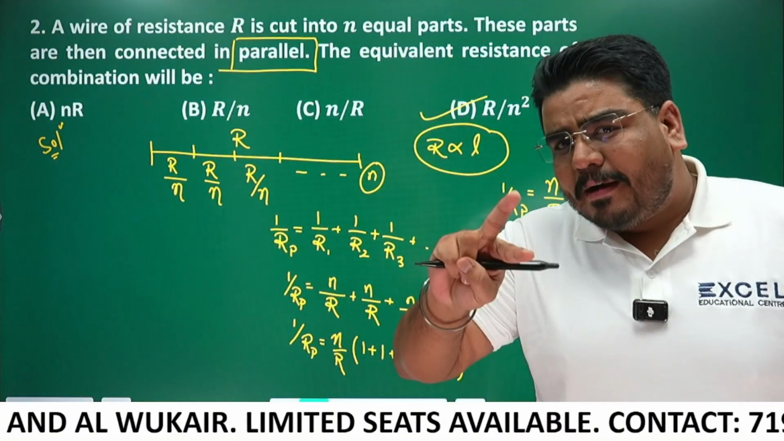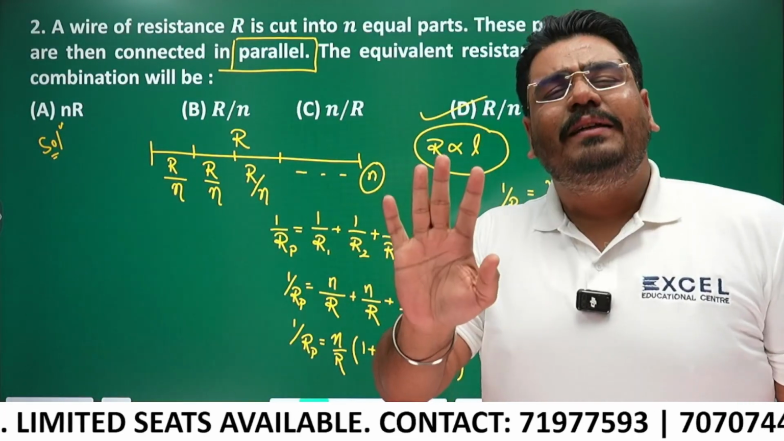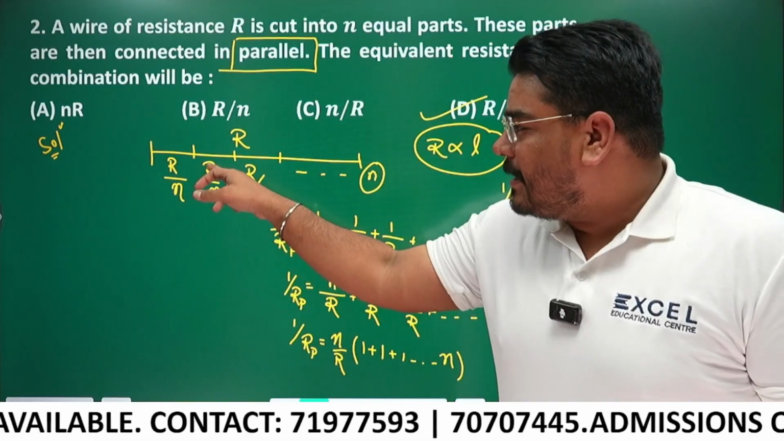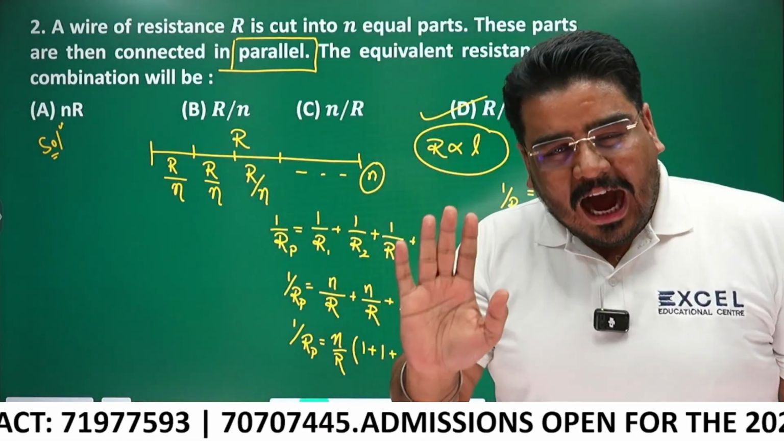Right? Now, if someone is wondering, what if they would have connected these in series? My friend, it was already in series. Right? R by n plus R by n plus R by n. The total resistance will come out to be R itself.